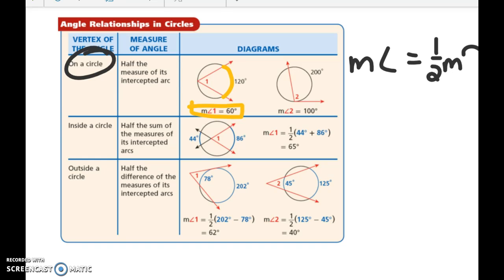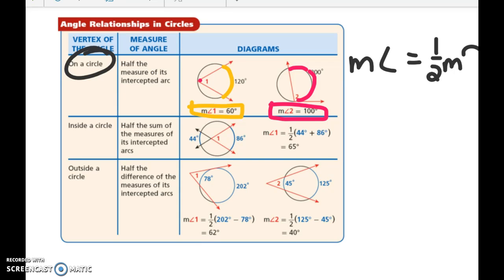And vice versa over here. If this arc goes from here to here, and angle 2 is on the circle, and we know that this is 200, then the measure of the angle has to be 100 degrees. Okay? On the circle. It has to be touching the circle.